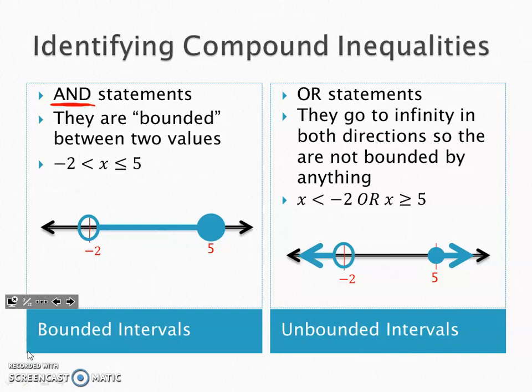So for a bounded interval, you are going to be saying that the interval is bounded between two numbers. So for my example here, I have -2 less than x less than or equal to 5. That is a bounded interval. Now, what two numbers is this interval bounded between? Well, this interval is bounded between -2 and 5. So if you see something like this, this is kind of how I say it in my head. I'm like, okay, the x is between -2 and 5, so I need to shade between -2 and 5.